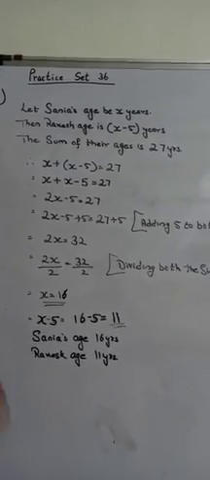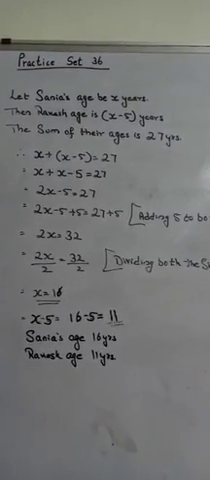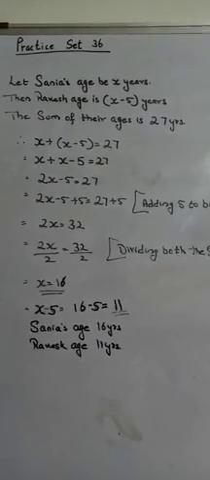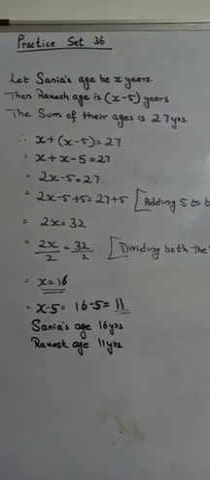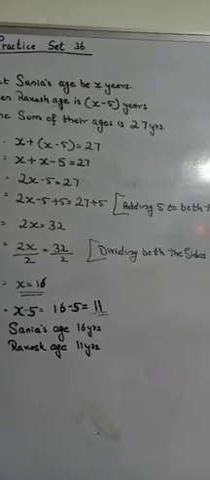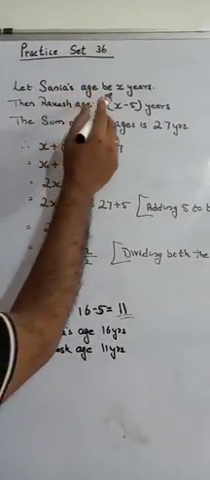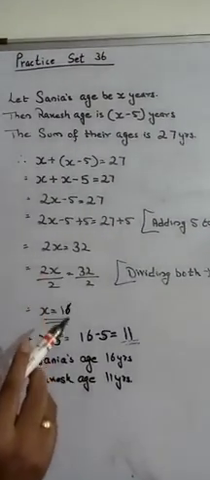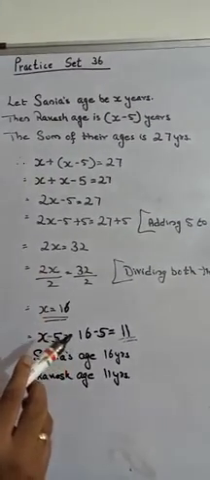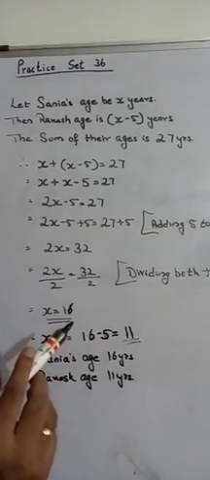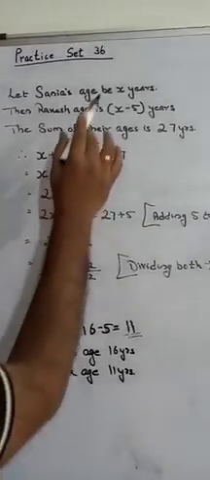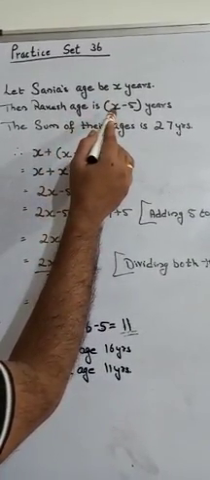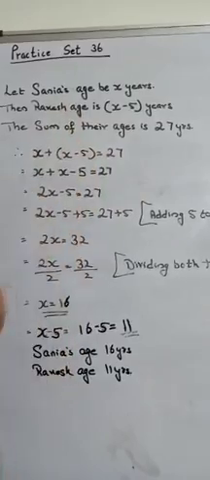Practice set 36. We'll do the fourth sum. What's that? Rakesh's age is less than Sanya's age by 5 years. The sum of their ages is 27 years. How old are they? So first, let Sanya's age be x years. Then Rakesh's age is x minus 5 years, because Rakesh's age is less than Sanya's age. So we consider Sanya's age as x, and Rakesh's age is less by 5 years, so x minus 5 we consider for Rakesh.